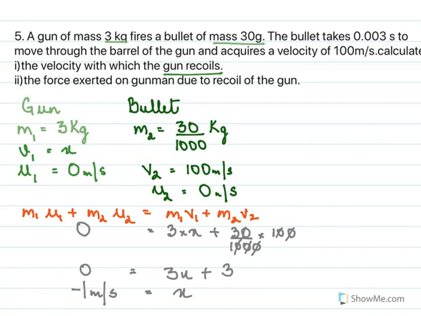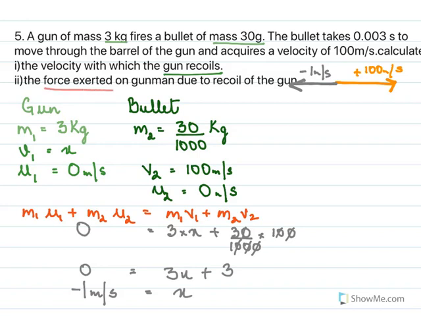Why did we get a negative? Because when the bullet is moving in the forward direction with a speed of plus 100 meter per second, the gun is moving in the backward direction with a velocity of 1 meter per second. So if the forward direction is taken positive, the backward should be taken as negative.